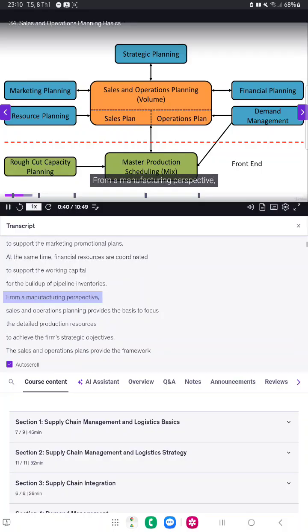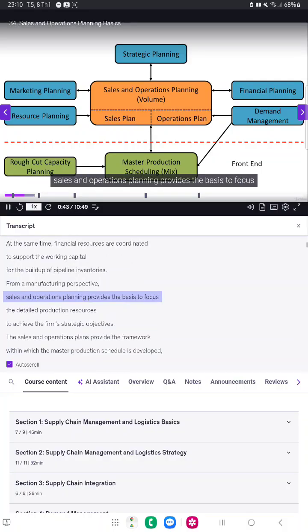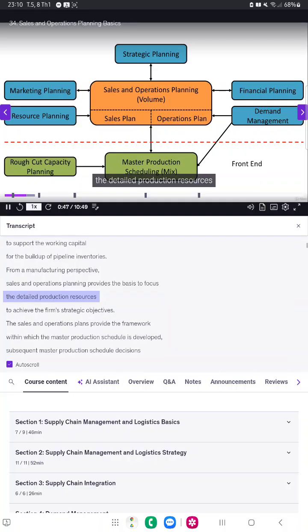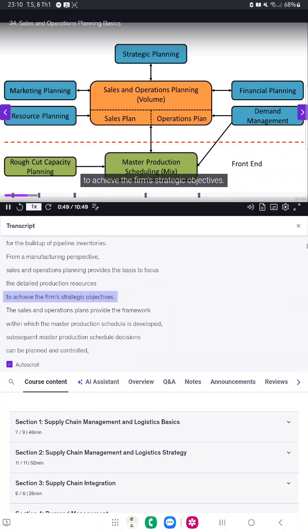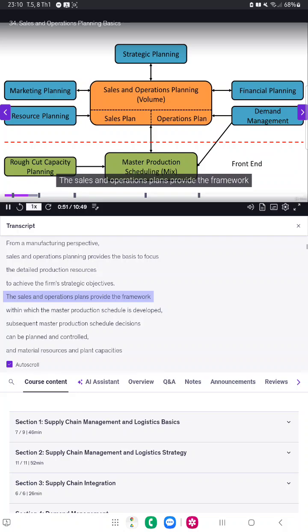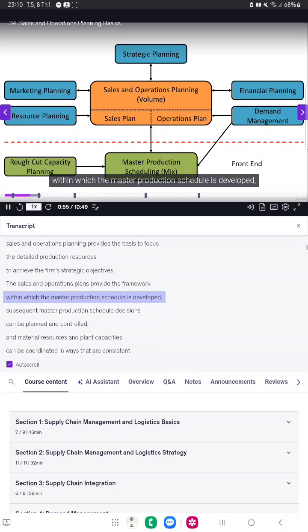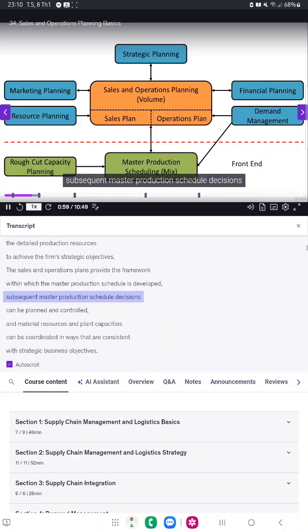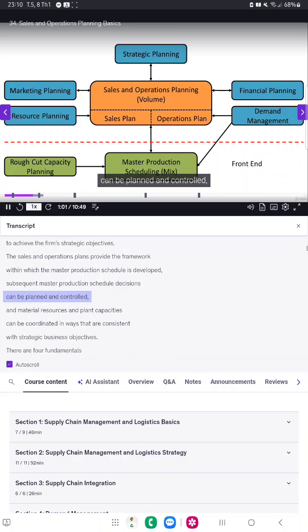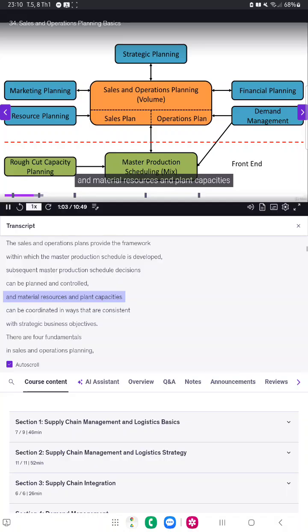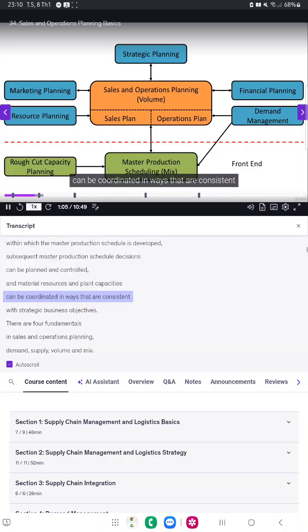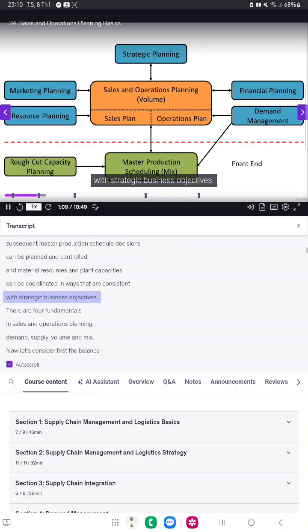From a manufacturing perspective, sales and operations planning provides the basis to focus the detailed production resources to achieve the firm's strategic objectives. The sales and operations plans provide the framework within which the master production schedule is developed. Subsequent master production schedule decisions can be planned and controlled, and material resources and plant capacities can be coordinated in ways that are consistent with strategic business objectives.